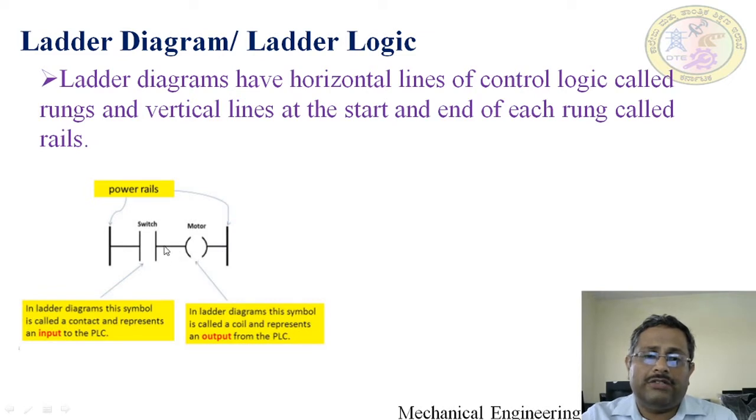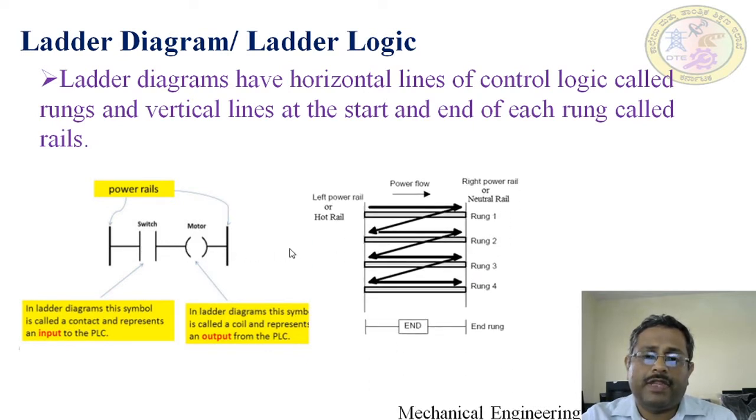In that rung we are placing input and output components to complete the logical expression. And this is how the power will flow from one rail to another rail through the rung. Here the left one is the hot rail and the right one is the neutral rail. The power will flow from left to right like an electrical circuit, and first it will go to rung 1 and then it will go to rung 2, then rung 3 and so on. And finally the ladder program ends with an end instruction.